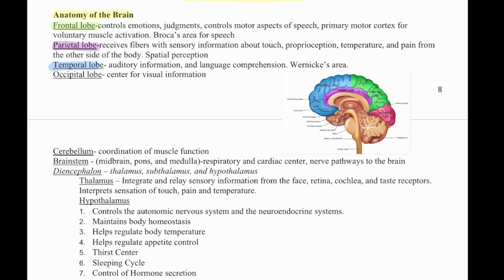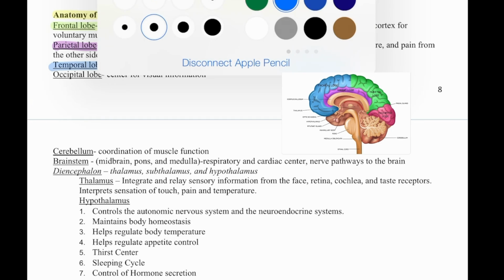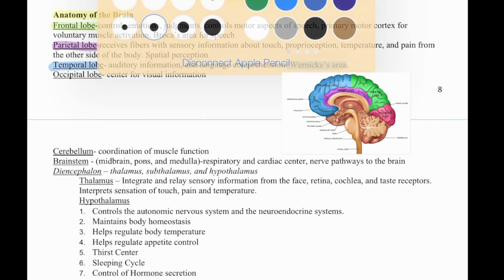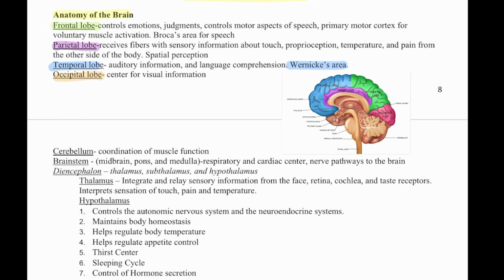We then have the temporal lobe. This is where the auditory information comes in and language comprehension. This is where we have Wernicke's area. We then have the occipital lobe, and this is the center for visual information. We have our cerebellum. This is our coordination of muscular function. We also have our brainstem. In here we have the midbrain, the pons, and the medulla. This is where our respiratory and cardiac centers are, our nerve pathways to the brain.